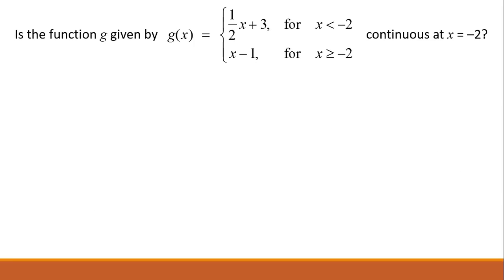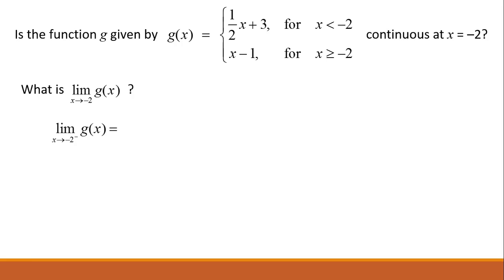Let's look at this function. This is a piecewise function called g, and we'd like to know if this piecewise function is continuous at x equals -2. So we'll start with looking at the limit of g of x as x approaches -2. We'll have to look at a left-hand limit and a right-hand limit because this particular piecewise function separates at that value of x equals -2.